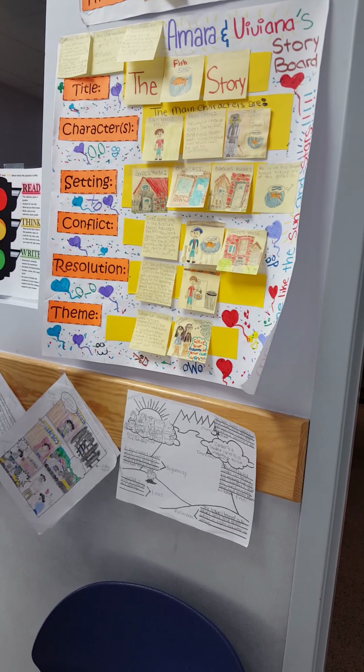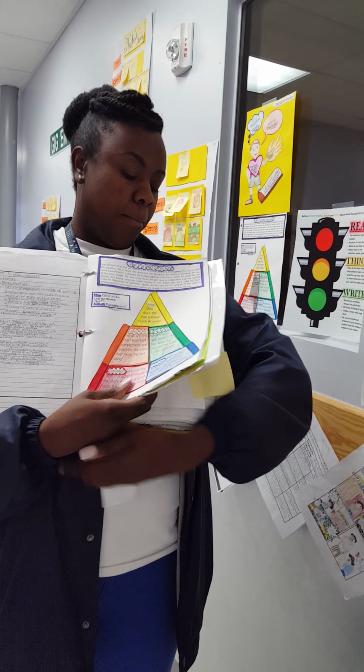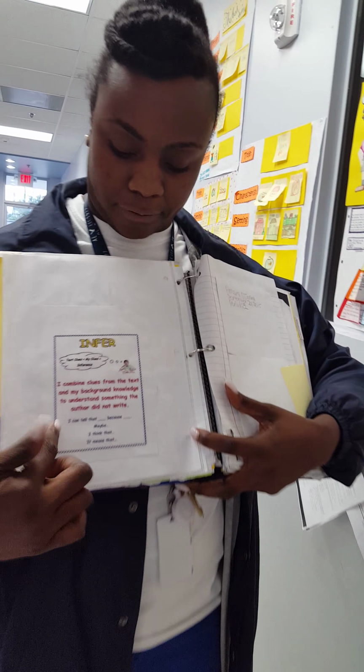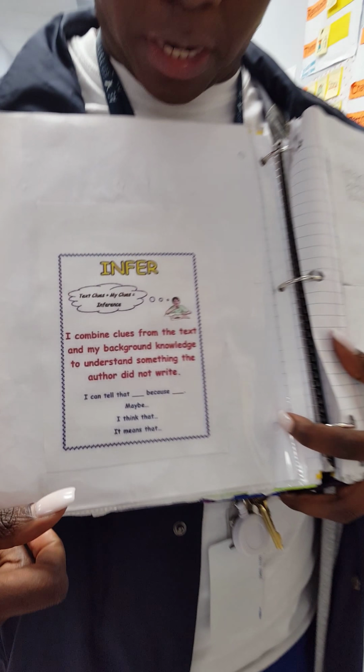And how they get that in their foldable, in their notebook, they have in their reading section answer stems for inference that they have to put on the back of their reading section. And you can see here, I can tell that my character was because, or maybe, you can see that here. And so then they have to create this.